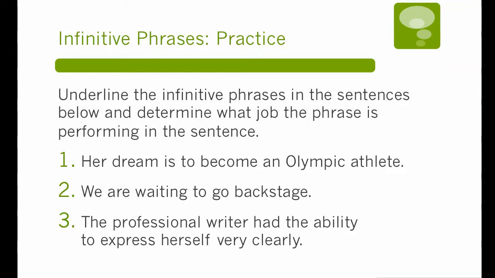Number 1, her dream is to become an Olympic athlete. To become an Olympic athlete is the infinitive phrase. To become is the infinitive. An Olympic athlete is the direct object of that infinitive. In this sentence, that entire phrase is functioning as a noun, specifically the predicate nominative, because it follows a linking verb, is, and renames or identifies the subject of the sentence, dream.